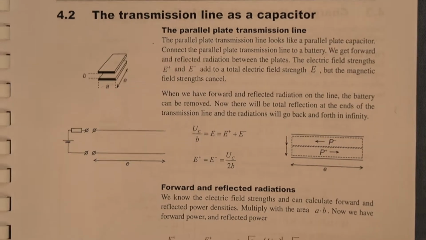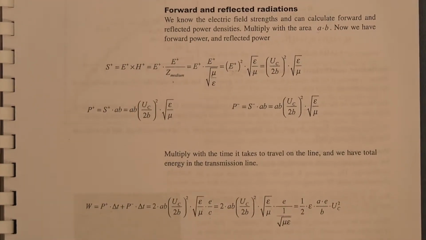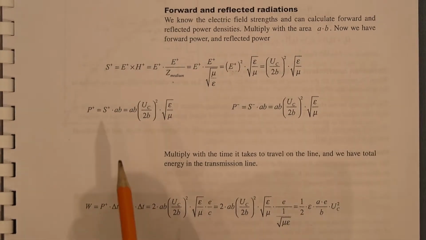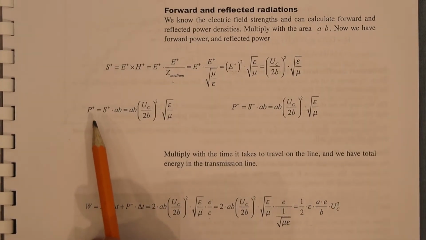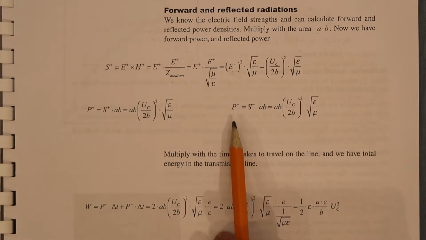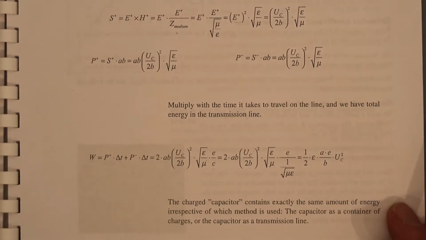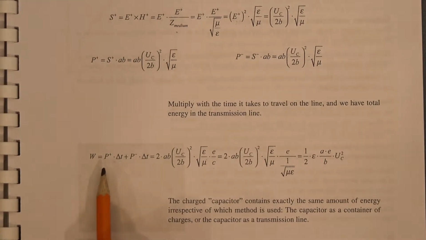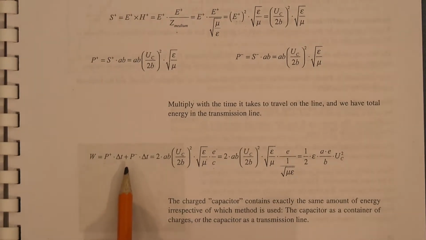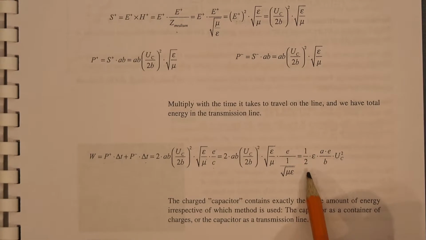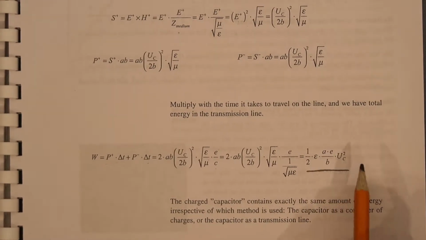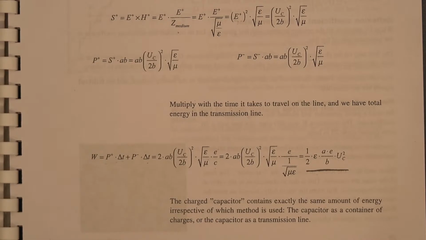And here we can calculate the forward power, we can calculate the reflected power, and we can multiply the forward power with the time it takes for the signal to go one way on the line, and the reflected power to go back on the line, and the total energy is exactly the same as with the traditional view of the capacitor.